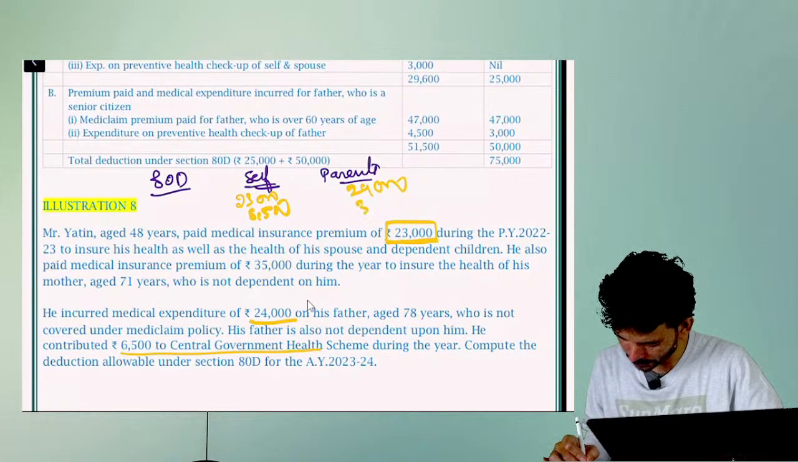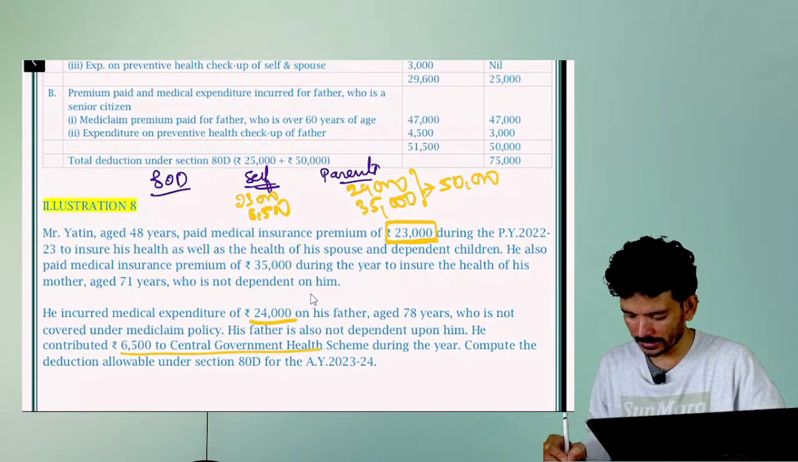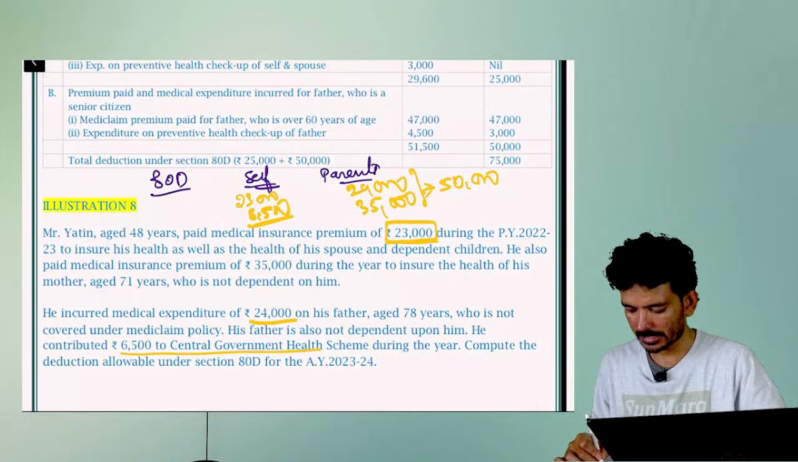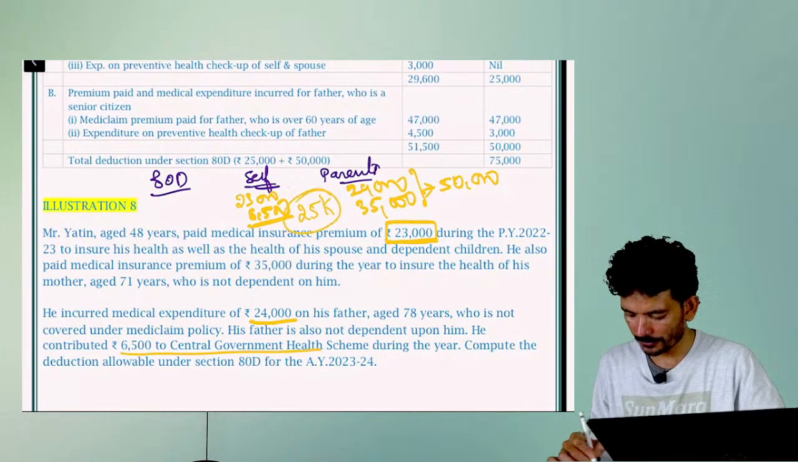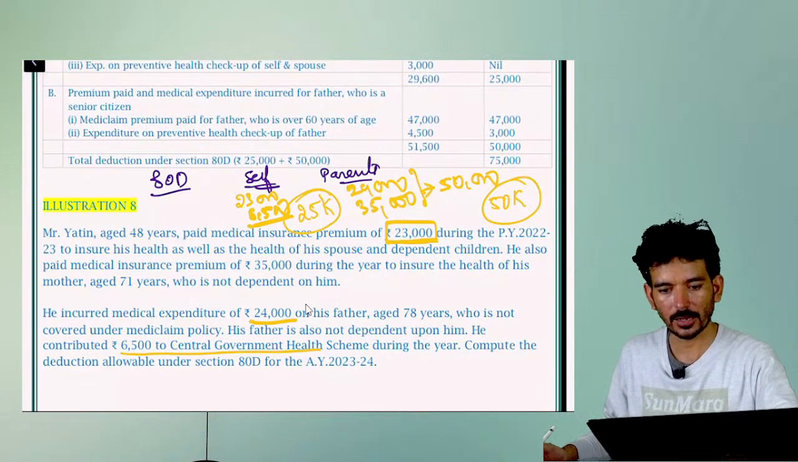Okay, 35,000 for mother and 24,000 for father. So maximum you will get only 50,000 here. So there is no point in including it here. So you will take it here only, but the maximum is 25,000, right? So 25k for self and 50k for parents. So somebody has already given the answer.